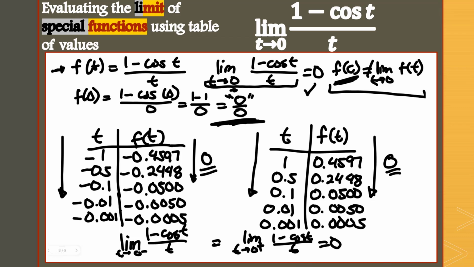So again, to clarify, not all the time will this work. This is just to illustrate that. And this is considered a special function because once you see it later in future discussions, you know that the limit as the given variable approaches 0 is just equal to 0.